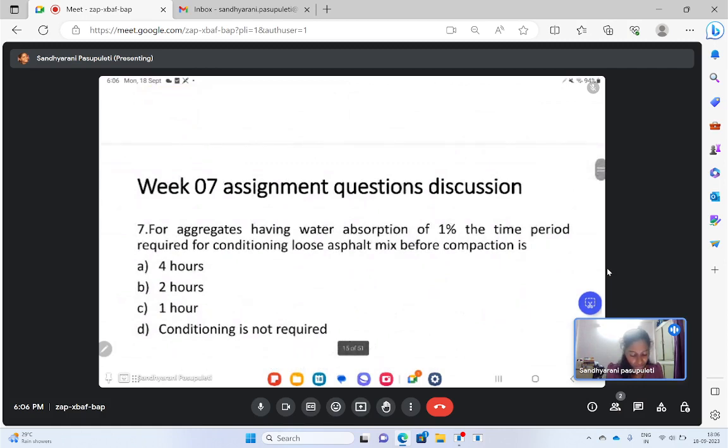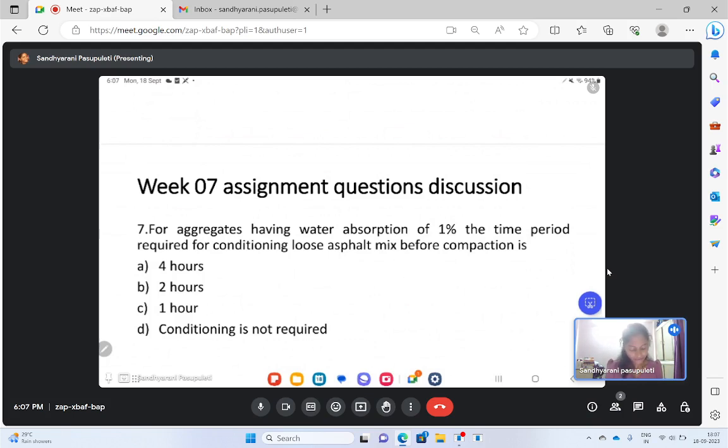For aggregates having water absorption of 1%, the time period required for conditioning loose asphalt mix before the compaction is. Based upon the water absorption of the aggregates, after mixing the aggregates with the bitumen, usually we keep them in the oven at compaction temperature for conditioning, and we expect that during this conditioning period, aggregates would be absorbing the bitumen. So if the water absorption of the aggregates is less than 2%, it is always recommended to use 2 hours, and if the water absorption is more than 2%, then we can go for 4 hours.